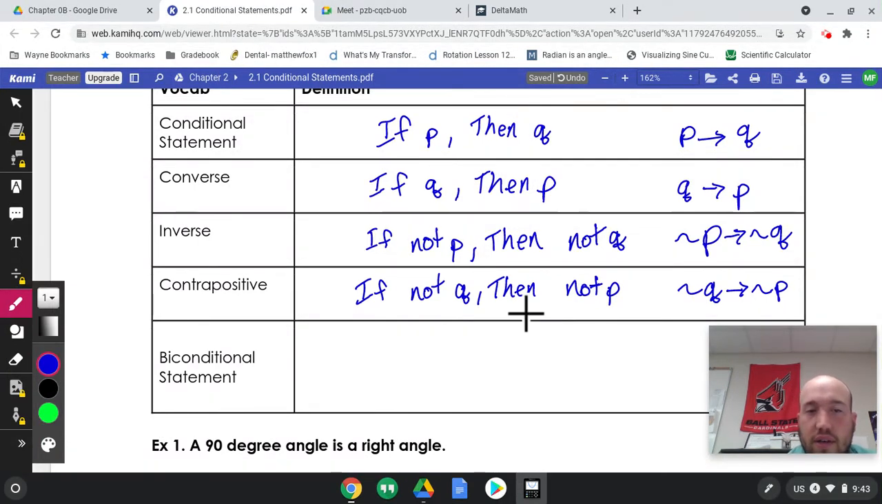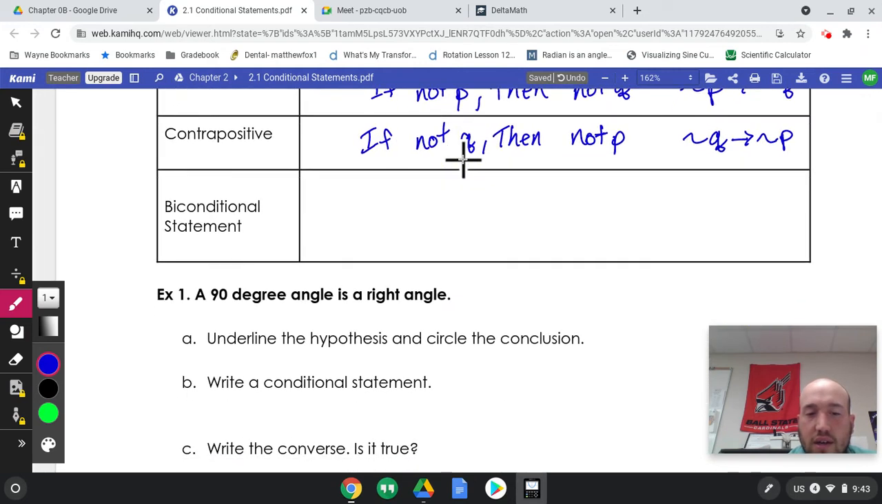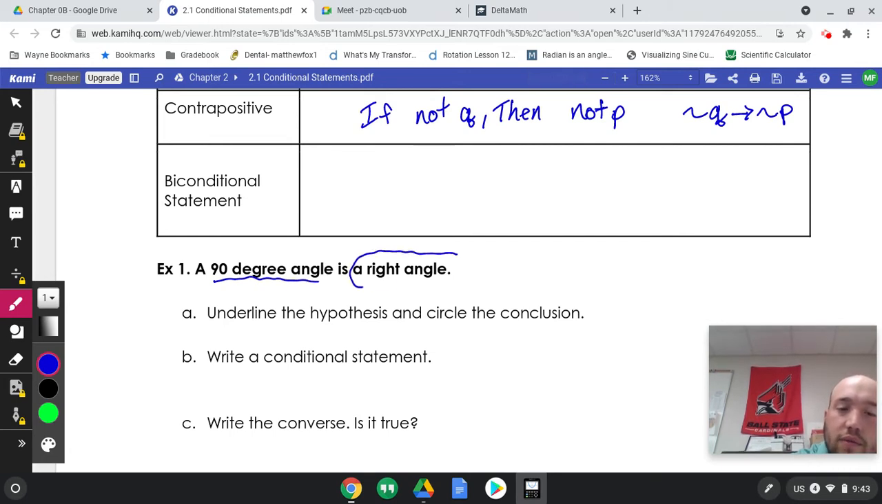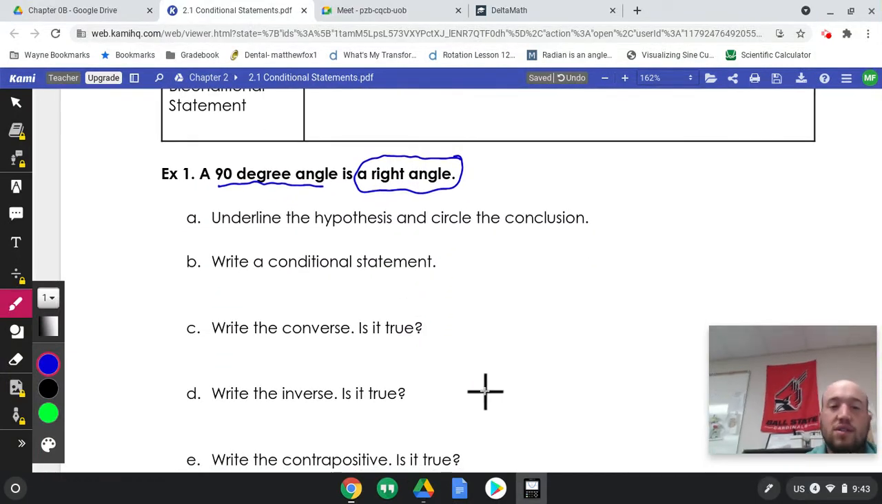So if we look here, back when we said there's a hypothesis and a conclusion, the hypothesis comes first, conclusion second. So right here it says underline the hypothesis, circle the conclusion. So our hypothesis will be from this part, 90-degree angle. Our conclusion will come from this, a right angle. Okay. So write a conditional statement. The first thing we need to do is turn this into an if-then statement.